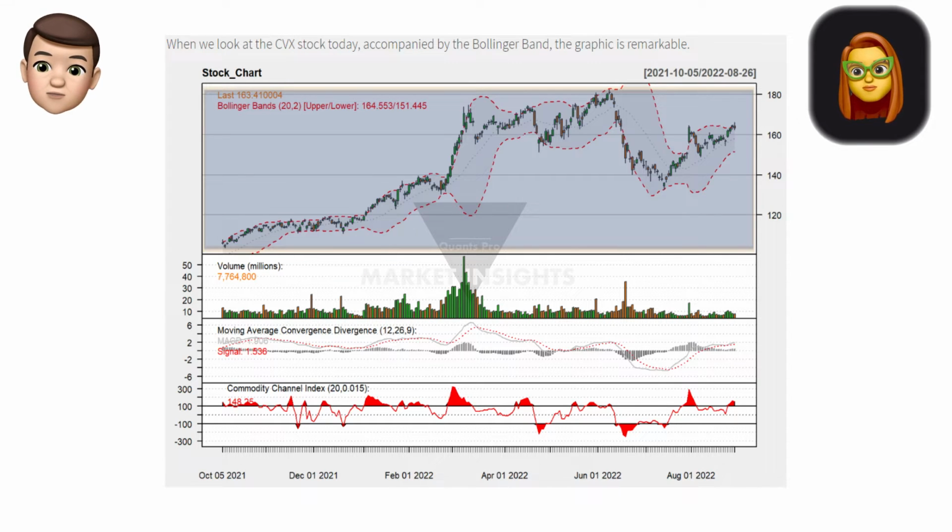For me, the Bollinger Band is a very simple and understandable instrument. Perhaps that is why it is widely used.